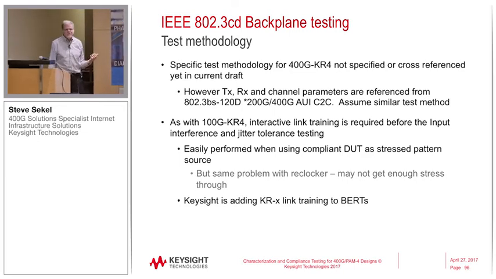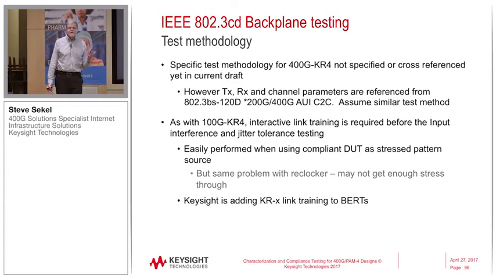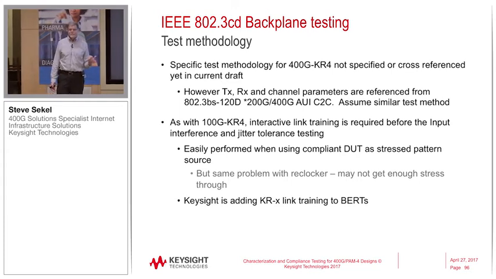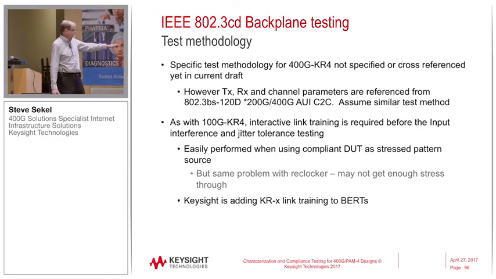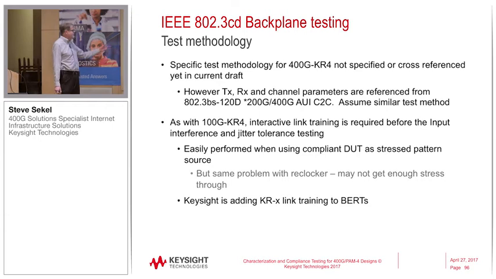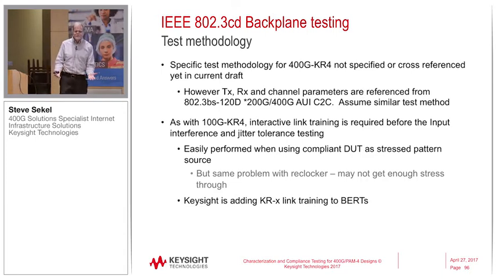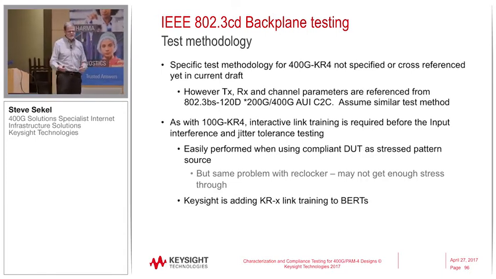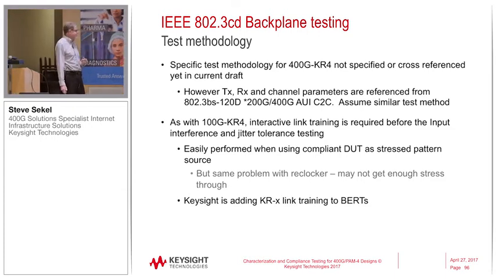We already have support for 10GKR, 25GKR, and 100GKR4, which are going to be out in August, and we'll follow as soon as the standard is done. We'll have the 400G out as well. So, BERT does support the link training. That makes it really convenient because now you can test with a BERT. You can do everything with a BERT in the system, and it makes stress calibration a lot easier than having to deal with using a compliant DUT.